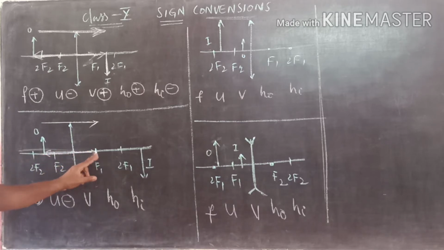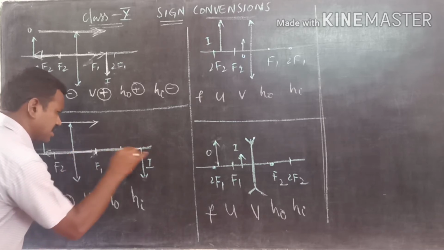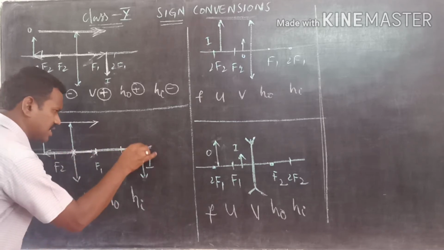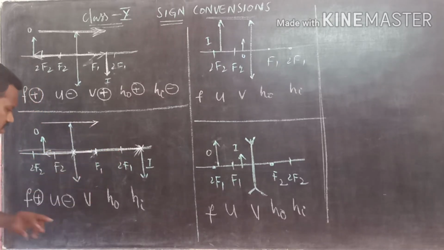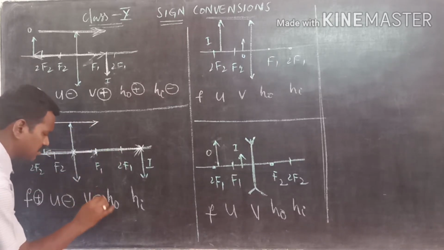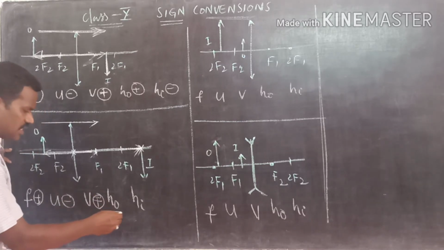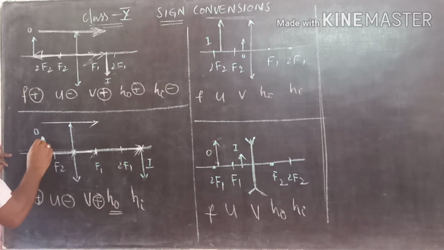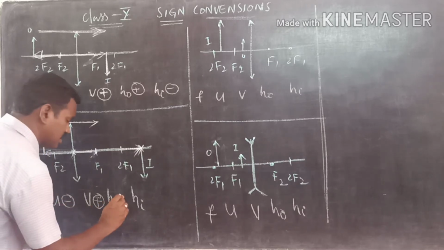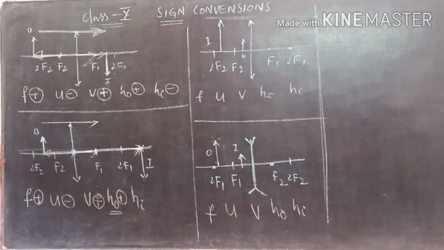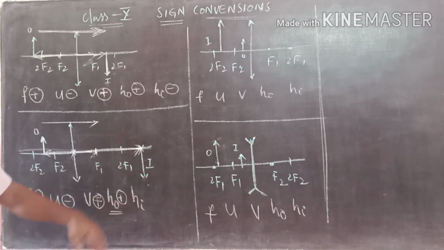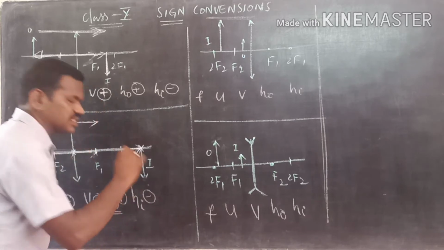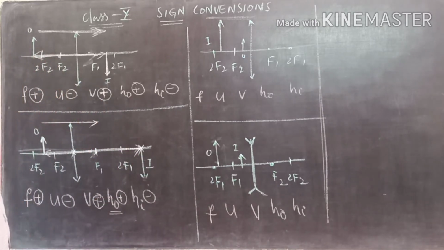Once again, if you observe, this is the image. Now we are measuring the distance between the optic center and the image, and the direction of incident rays is in the same direction. So the image distance is positive. If you consider the height of the object, this object is located above the principal axis, so it is considered as positive. The image is formed inverted, meaning it lies below the principal axis, so its sign convention is negative.